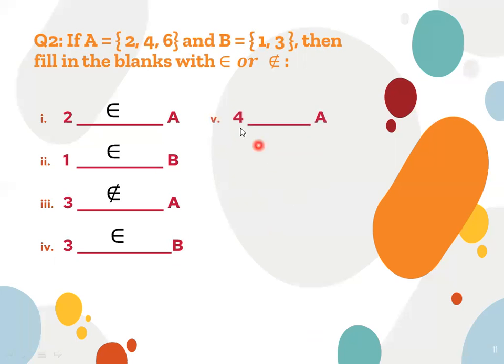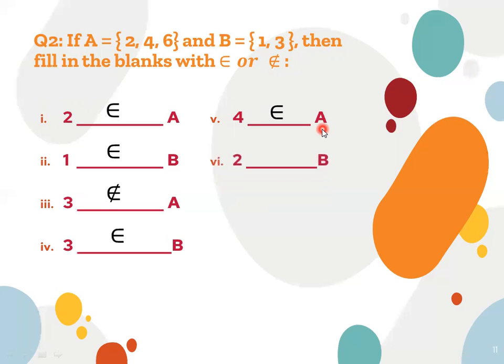Now that is 4 dash A. 4 dash A means 4 belongs to or does not belong to. As you can see, 4 is the member of set A. So you will say that 4 belongs to A. The answer will be 4 belongs to A.